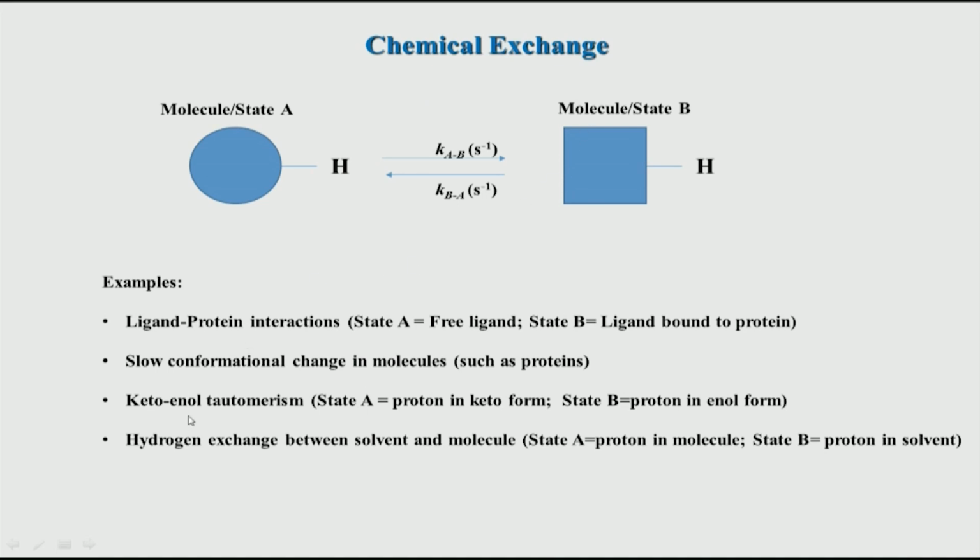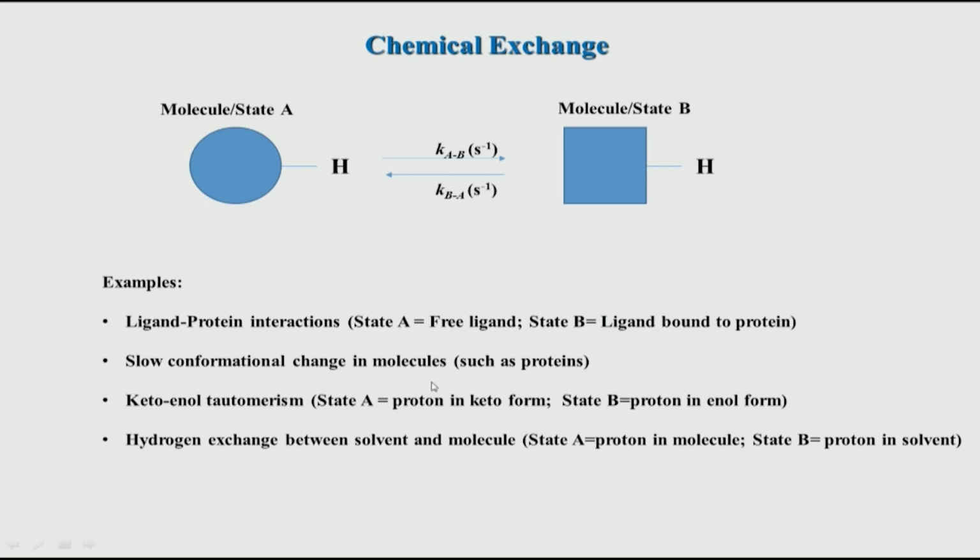Then in chemistry we often come across keto-enol tautomerism, where we can say that the proton in the keto form is state A, one state, and the same proton, the same hydrogen atom in the enol form, can be called state B. So, remember we are always looking at the same hydrogen atom between one position and another position. We are not looking at two different hydrogen atoms, we are going to monitor the same hydrogen atom, how it behaves from one state to another state.